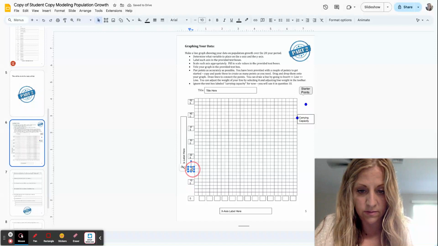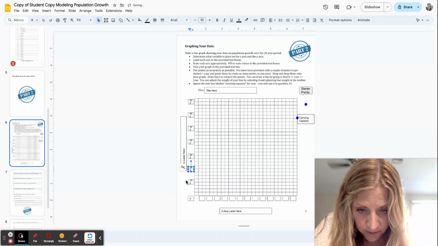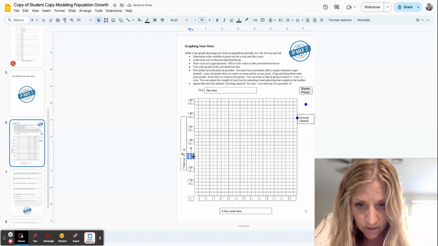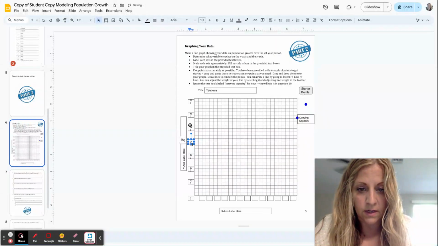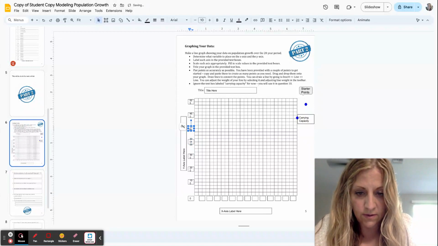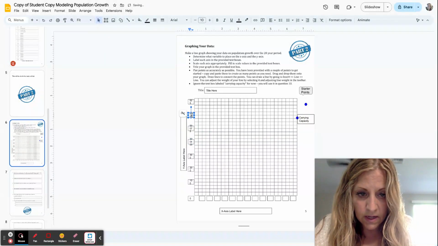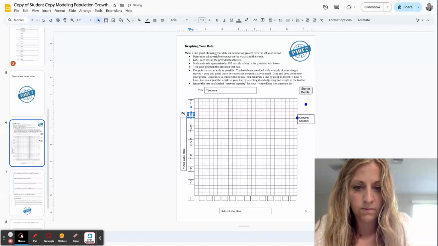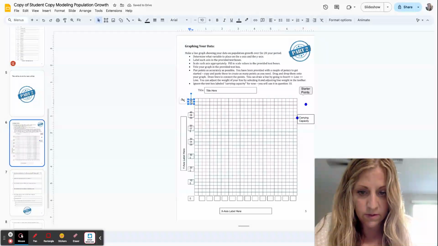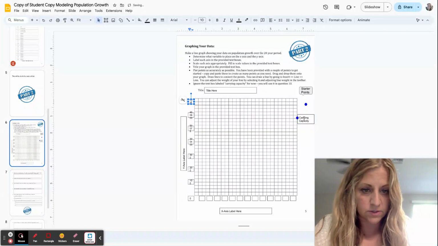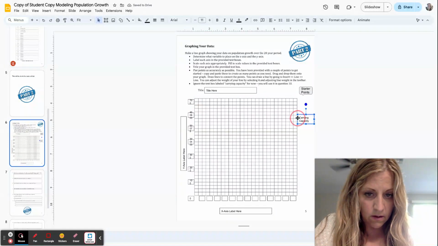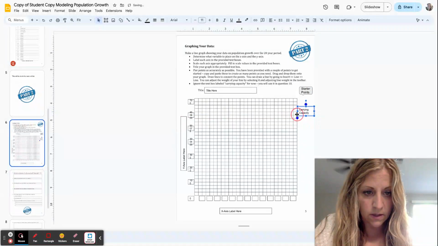So I could do something like 100, 200, 300, 400, 500, and then 600 here, and then 700 here. Okay, so again, our carrying capacity is going to be 600, so we want to go ahead and put a dot on 600, which is more like right about here. I want to move my dot too.